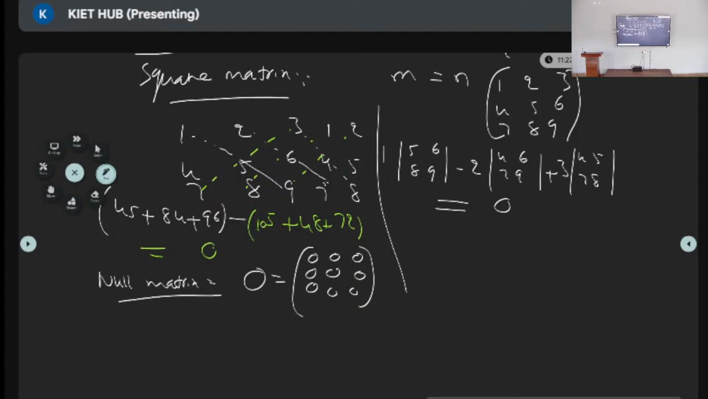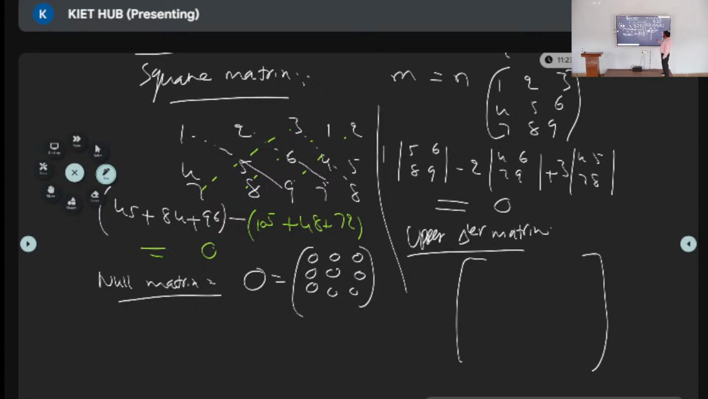What is a null matrix? If all elements are zeros, it is the null matrix. Okay, next. Upper triangular matrix. What is the upper triangular? Upper triangular matrix. What is the definition of upper triangular matrix? Anybody? All elements below the principal diagonal.